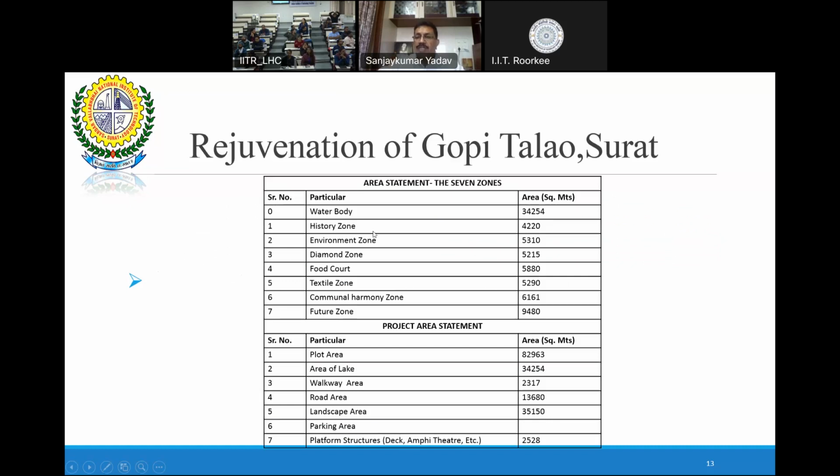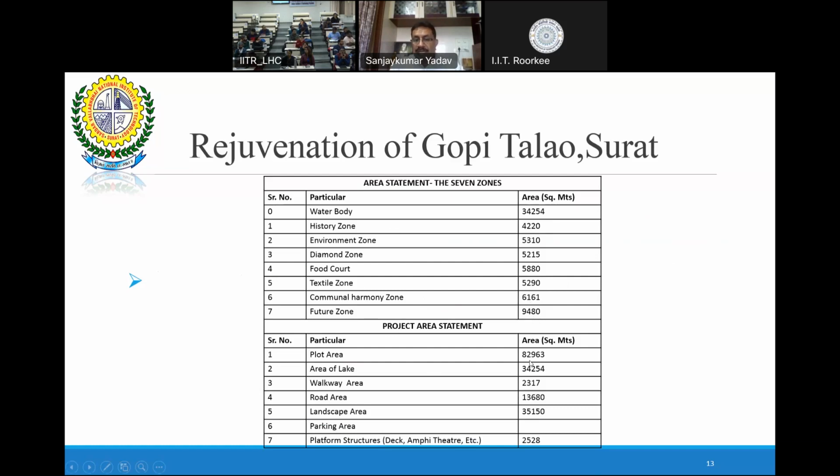History zone. History zone means what? In this particular zone, the history of the pond and the history of the city of Surat has been created and placed. That is 4,220. Environmental zone 5,310 square meters. Diamond zone 5,215 square meters. Food courts 5,880. Textile zone 5,290. Communal harmony zone 6,161. And for future expansion, approximately 10,000 square meters of land has been reserved.